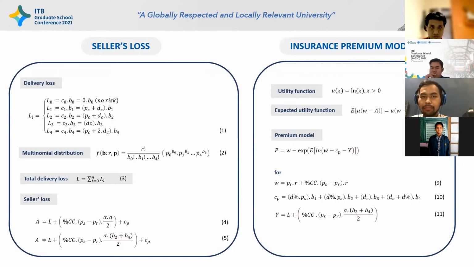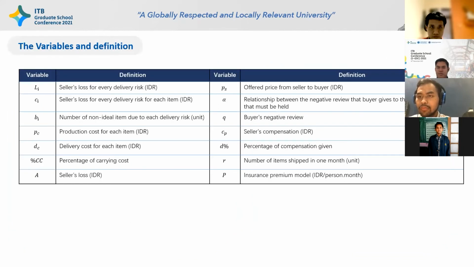After we calculate the seller's loss, we are going to determine the insurance premium model by using the expected utility function as in equation 7. And we're going to use a logarithmic utility function like in equation 6 that tends to be used more for sellers with a risk-averse profile. And finally, we can get the premium model as in equation 8, where W is the seller's wealth, which is the capital plus the seller's loss, if all the goods sent are subject to the delivery risk. And next, I also made a table about the variables that I use and their definitions.